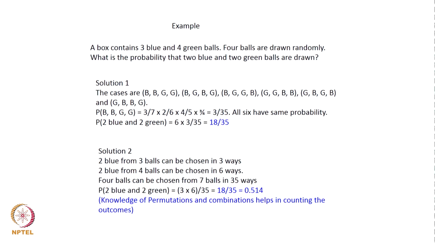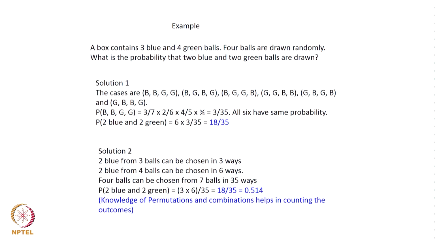4 balls are drawn randomly. What is the probability that 2 blue and 2 green balls are drawn? So since 4 balls are drawn randomly, the first way to do it is it can be blue, blue, green, green, blue, green, blue, green, blue, green, green, blue, green, green, blue, blue and so on. So we have looked at all of these.